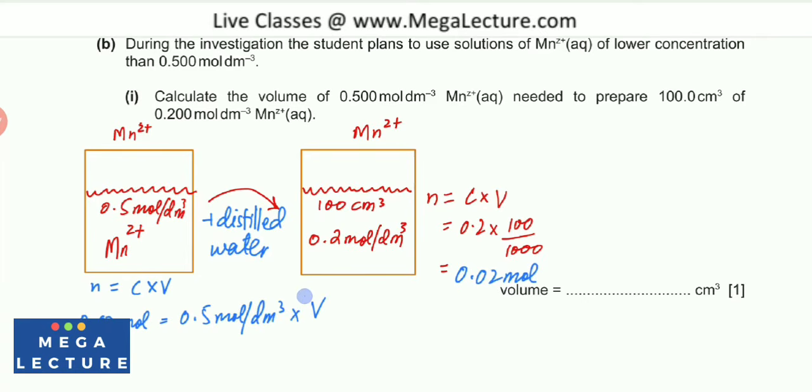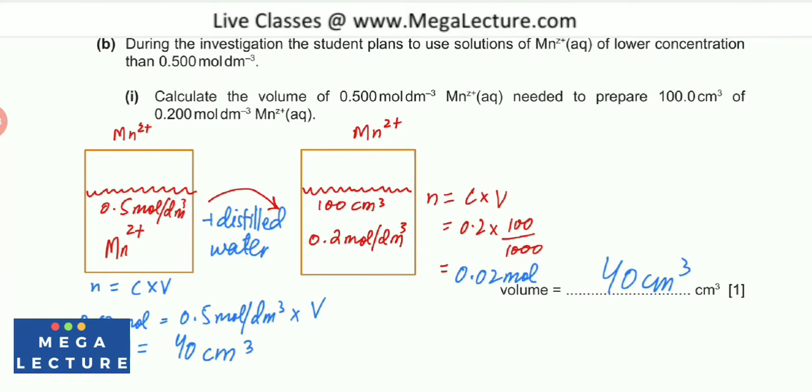And you multiply that by volume. If you solve for this, the volume comes out to be, on my calculator, 40 cm cube. I've converted this into dm cube as well by multiplying by 1000. So the answer is 40 cm cube.